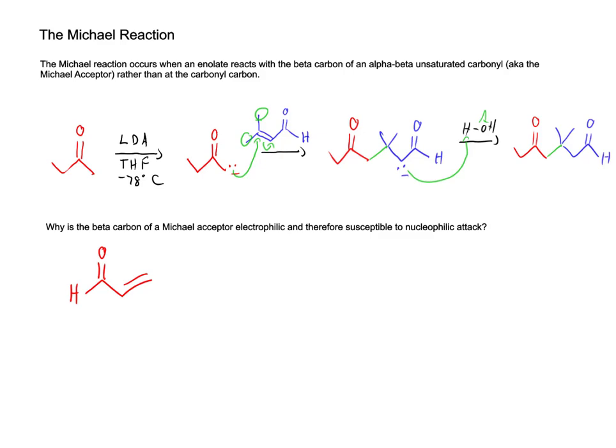Well, if we actually look at the Michael acceptor down here, we can draw a resonance structure because this is conjugated with the double bond O. So we can draw a resonance structure like this. And once we draw the resonance structure, you can see that we do have a charge separation that puts a positive charge on that beta carbon, which is why we're allowed to attack it with the enolate.